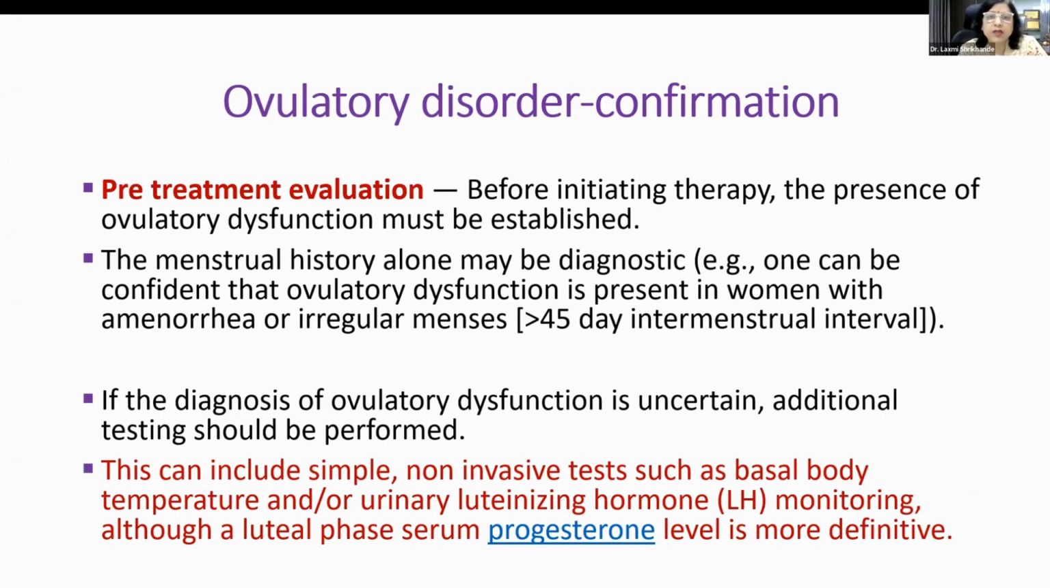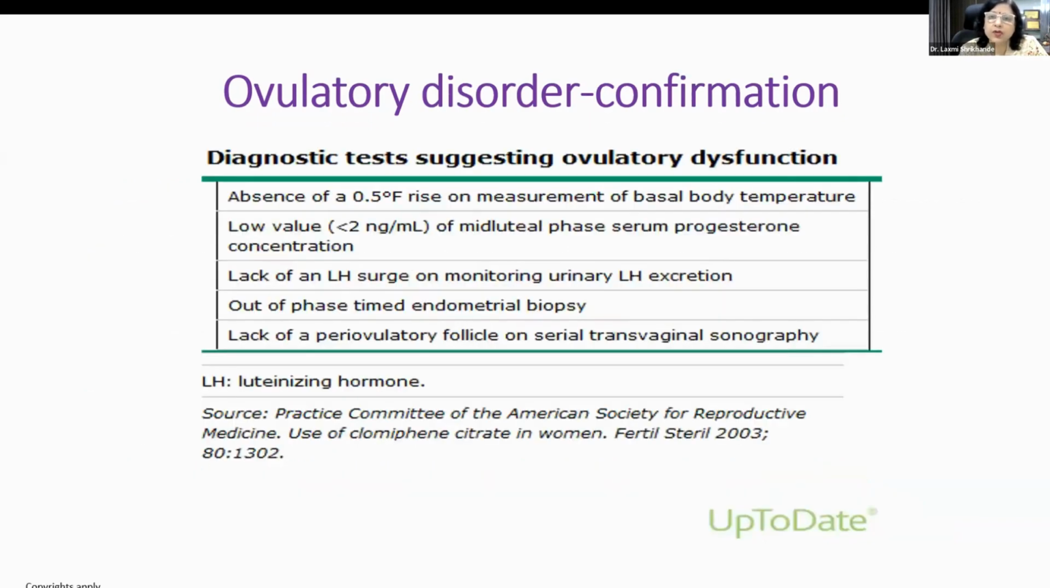And for this, if you take a careful menstrual history, this alone may suffice, because if she is having a regular cycle, it means that she is ovulating. But if you are uncertain as far as the ovulation aspect is concerned, you can take help of some non-invasive tests such as basal body temperature, urinary LH monitoring, although the luteal phase serum progesterone is more confirmatory.